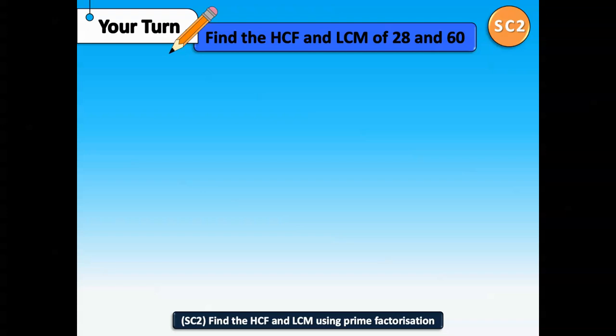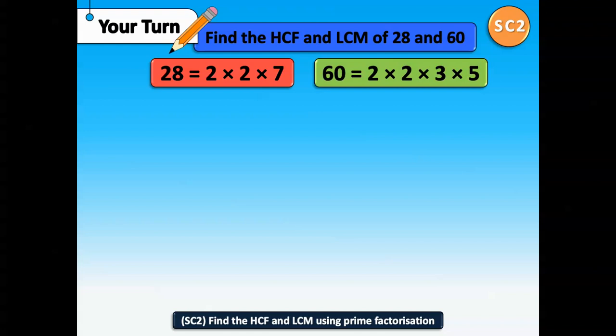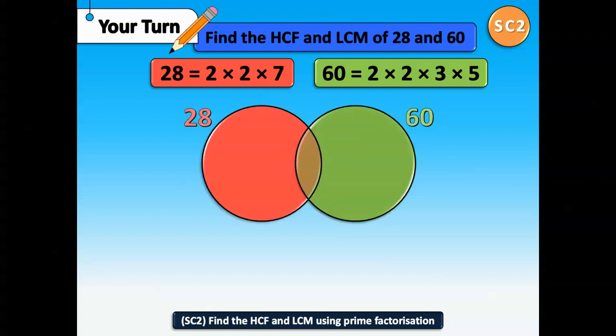So in this question, we want to find the highest common factor and lowest common multiple of 28 and 60. So we express both numbers as a product of their prime factors. Then we do a Venn diagram. Anything that's common to both goes in the middle. So they've both got a 2. They've both got another 2. And that's it. So anything that's left in the 28 list goes in the red circle. And anything that's left in the 60 list goes in the green circle.